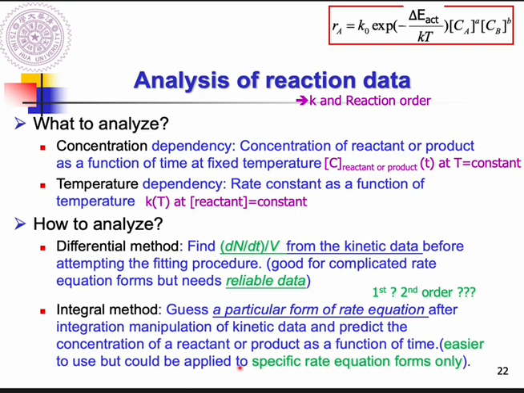But it can only be applied to specific rate equation forms. For example, you only have three particular forms of rate equation: zero order, first order, and second order. So you cannot deal with reaction orders like, for example, 1.2 or 1.5. You cannot deal with that.